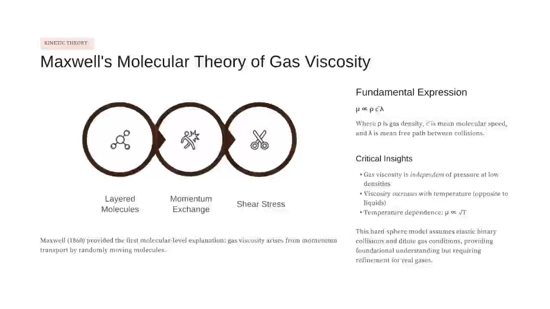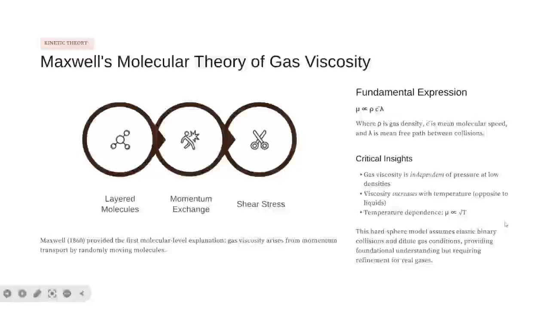Now let's briefly understand the derivation. Consider gas flowing in the x direction and velocity varying in the y direction. Molecules cross layers carrying momentum. A molecule moving from the lower layer to the upper layer carries lower momentum. Using Taylor's expansion for velocity difference and kinetic theory expression for molecular flux, we obtain mu equals 1/3 rho c bar lambda. After substituting expressions for mean speed and mean free path, we find viscosity increases with square root of temperature.